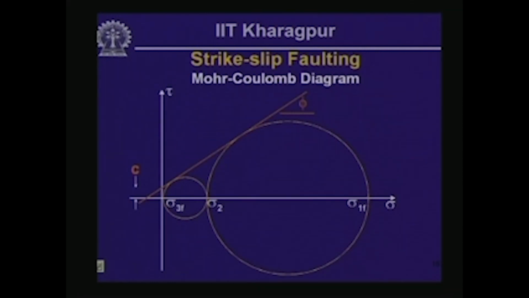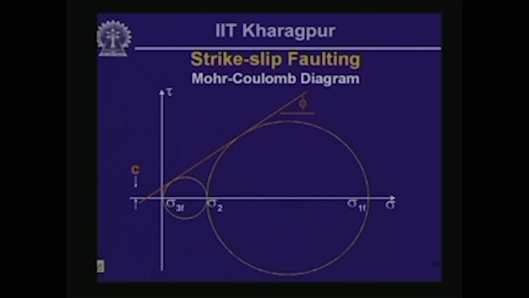Now we look at the Mohr Coulomb diagram for this particular case. It is slightly more complicated than the Mohr Coulomb diagram that we had for the normal fault and the reverse fault. So here sigma 2 is occurring in the vertical direction, and that is the intermediate principal stress really. And if you have an intermediate principal stress which is different from the other two principal stresses, then you have to construct two more circles.